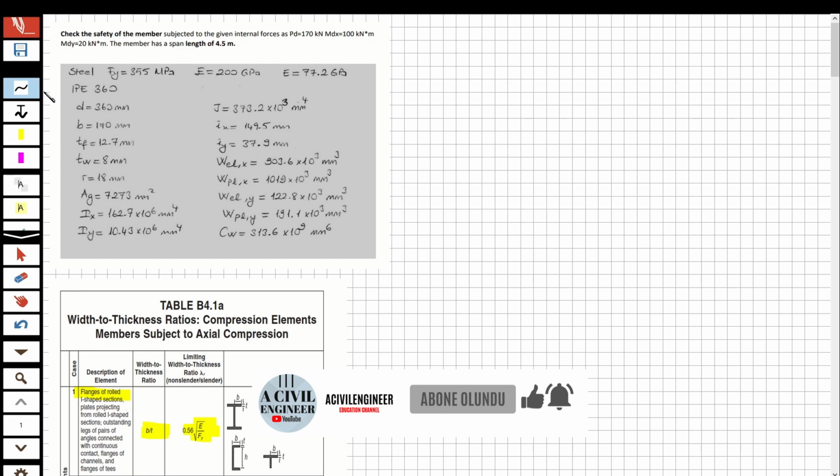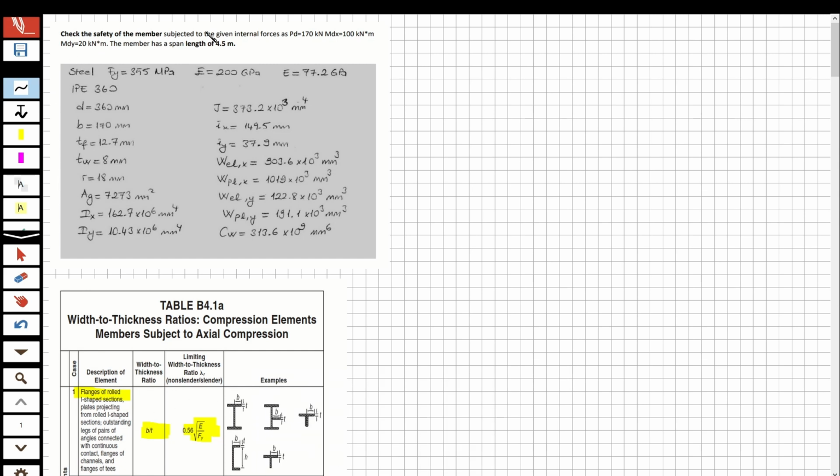So now let's solve the question. First, I'm going to start by calculating the compression load, PD. I'm going to make the calculations as a compression member, and then I'm going to calculate the moment capacity of this section at both axes. So now let's start with the first part, the actual compression member.